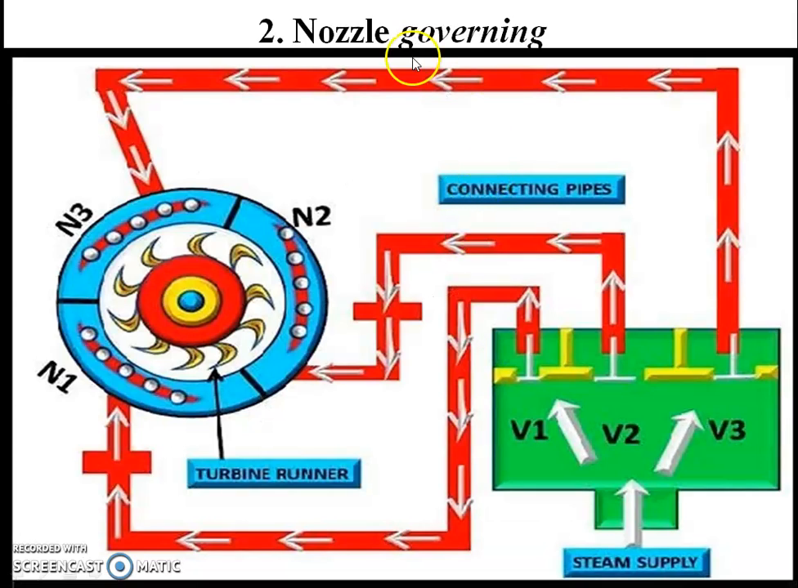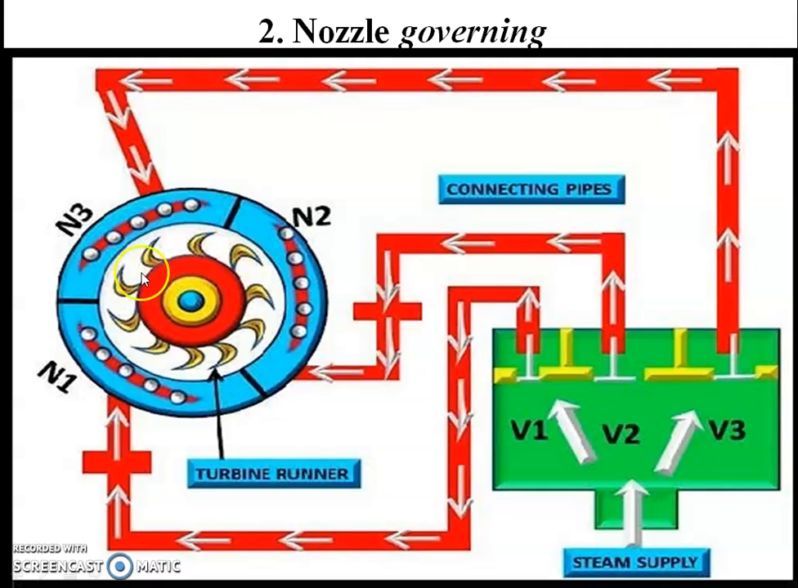Next slide, we have discussed another type of governing, which is nozzle governing. We control the speed of the turbine with the help of the nozzles. Here there are three adjustment valves: valve 1, valve 2, valve 3, and there is also a connecting pipeline. The pipeline from valve 1 is connected to nozzle 1, the pipeline from valve 2 is connected to nozzle 2, and the pipeline from valve 3 is connected to nozzle 3.